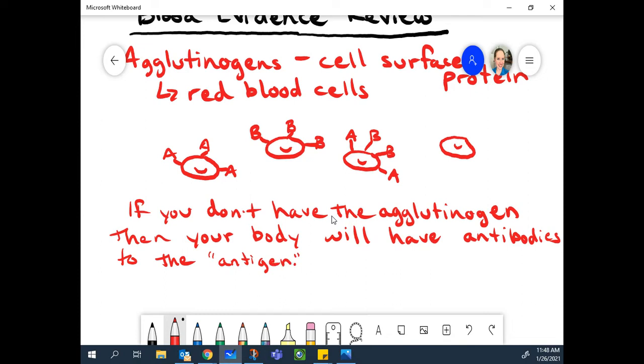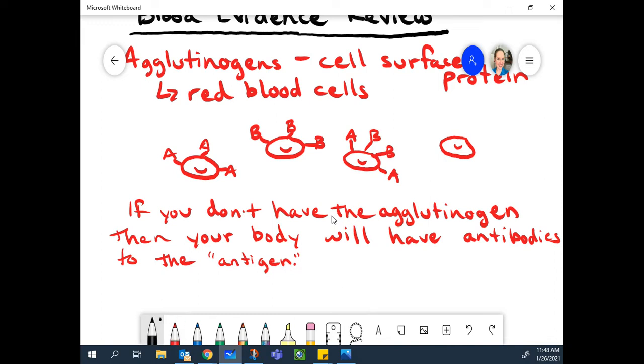So I'm putting antigen in quotations here because our body, if we say that doesn't belong to us, the cell surface proteins are recognized as antigens, which then your body says, okay, I have an antibody. It's going to bind to the antigen and it's going to mount an immune response and attack and try and get rid of this invading thing.